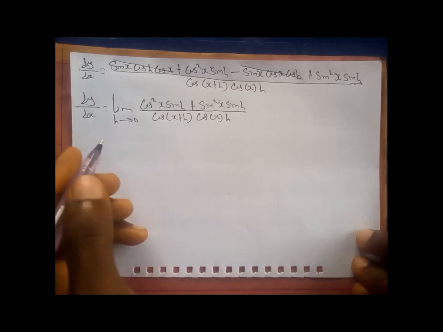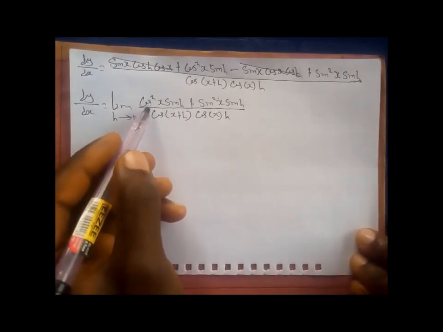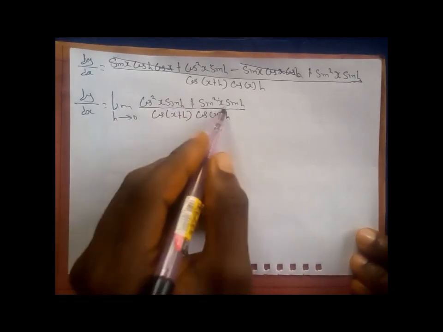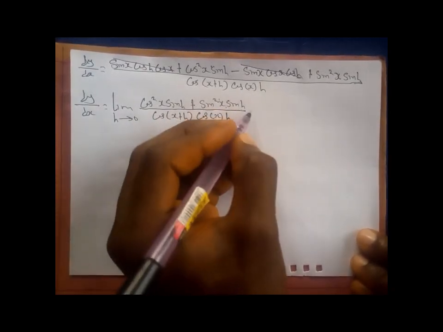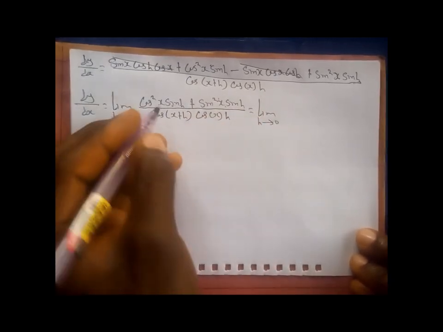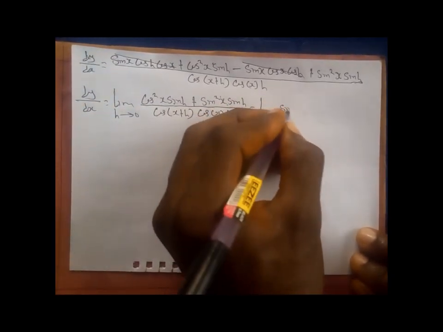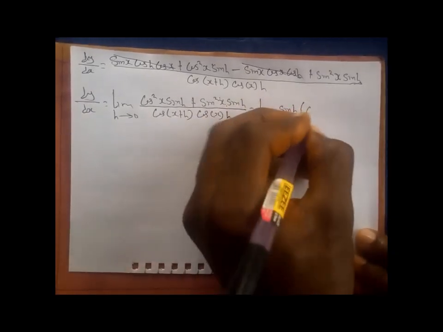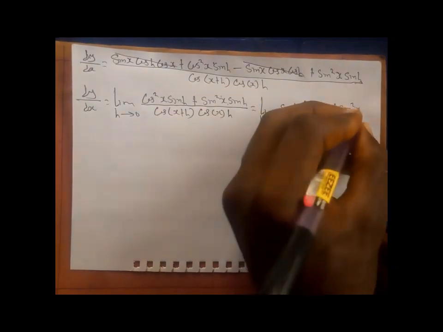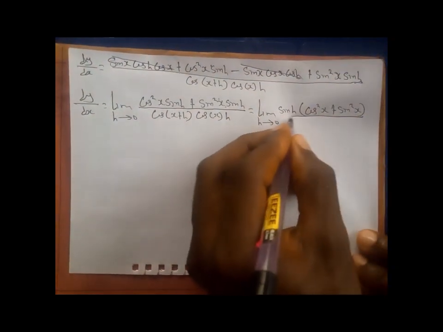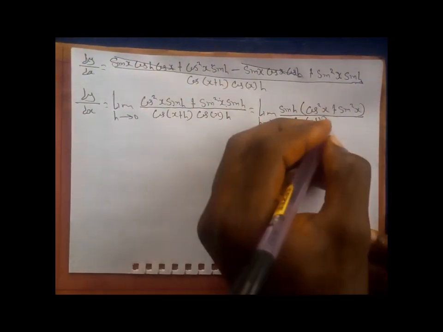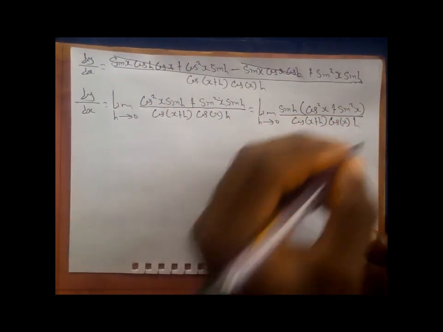Perfect. Now proceeding forward, what I would like to do at the numerator is factor out sin x. As you can see, we can find it on both sides. So we have dy/dx equal to the limit as h approaches 0. Taking sin h outside, we have sin h. Left over is cos squared x plus sin squared x. Then entirely is the division of cos(x plus h) times cos x times h.